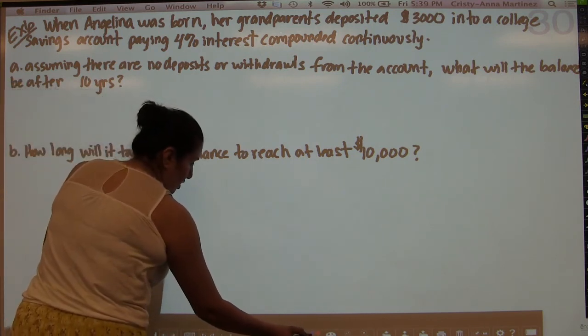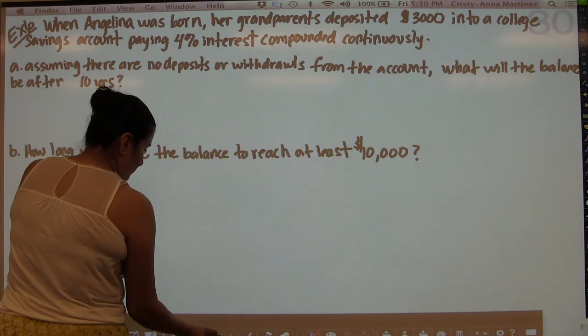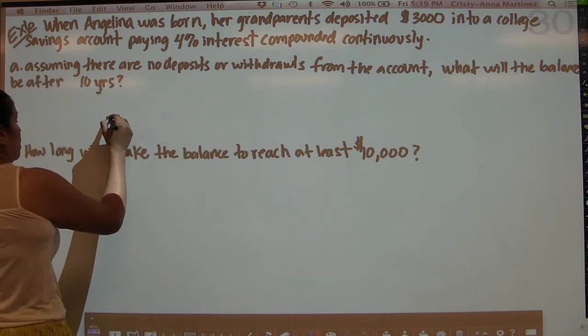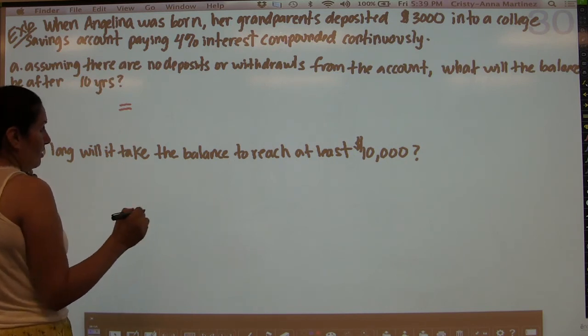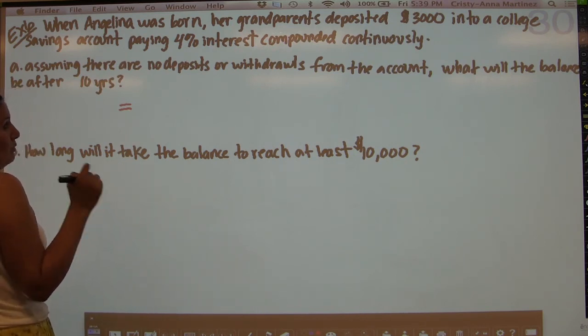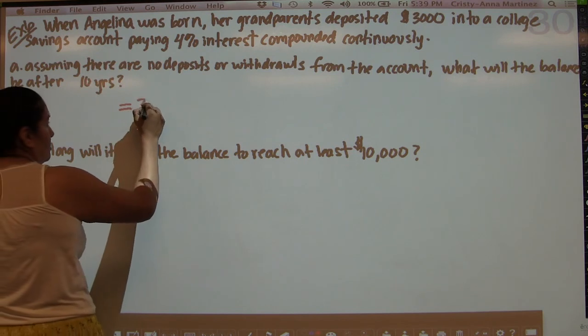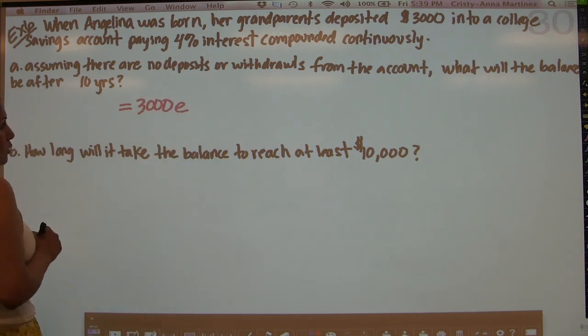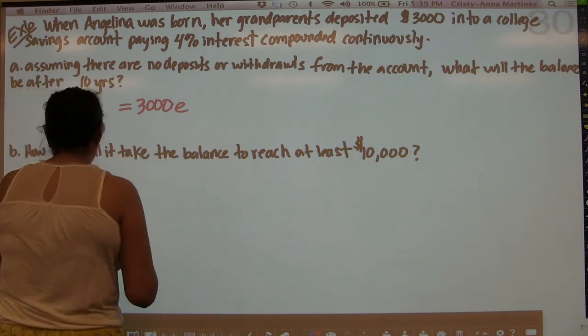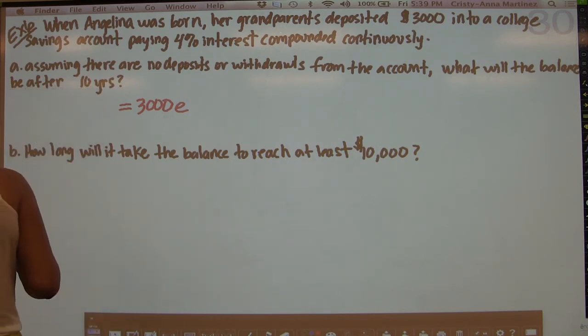So our job is going to be to solve for the A in the equation earlier. We don't know what A is, but we know that the principal amount is the amount that was initially invested, which is $3,000. And then e, and then the annual interest rate, 4%. So 4% means 0.04.